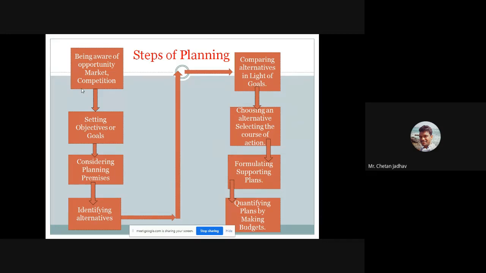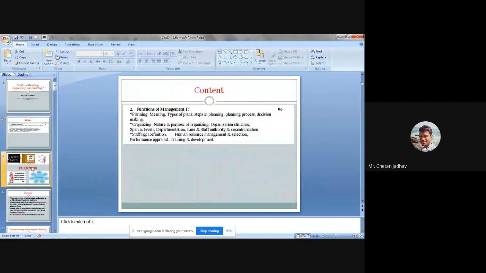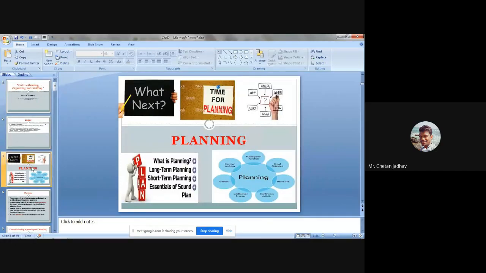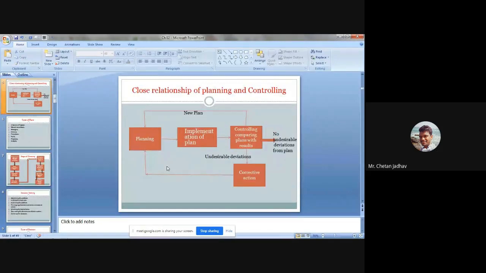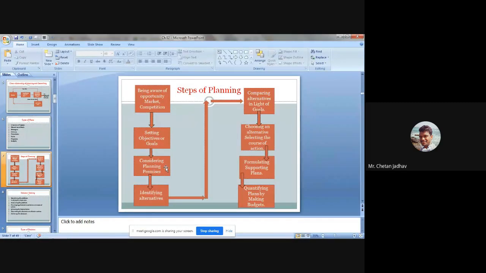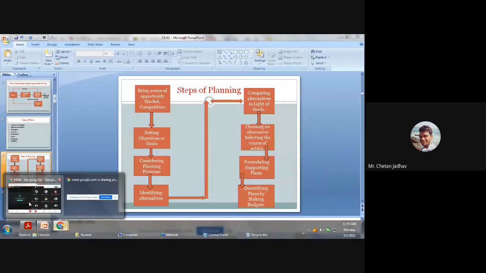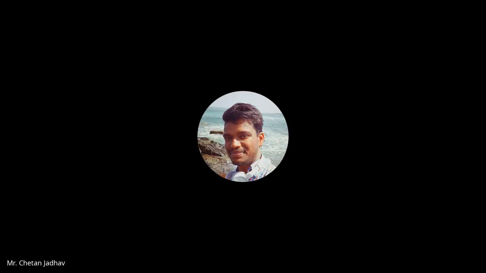So today we will see what we have covered. First, basic planning: what is meant by planning, the definition, how to do the planning, and what the actual importance of planning is. Then we have seen some definitions of planning, then the relation between planning and controlling, and types of planning, and next is steps of planning. So for today's lecture we will stop here, and the next part will be covered in the next lecture.